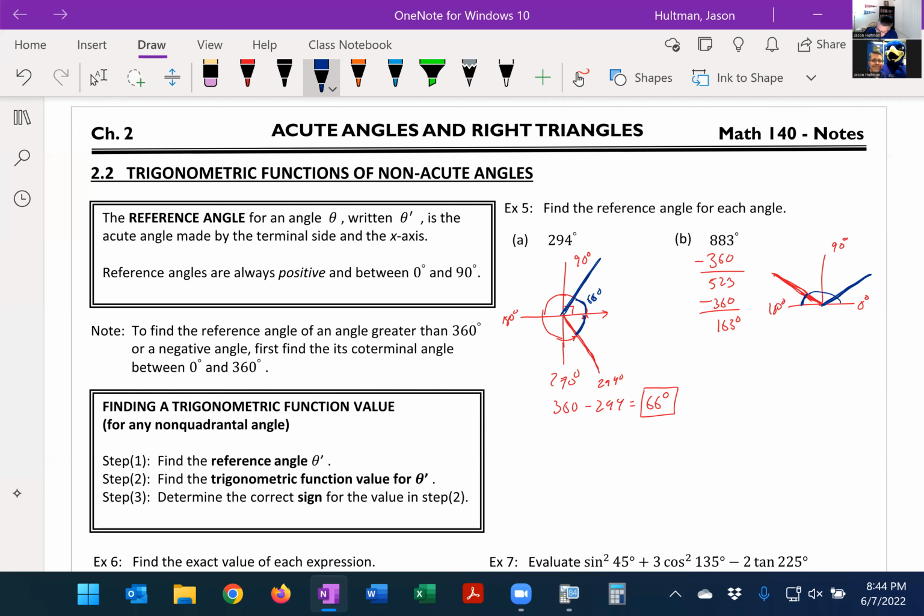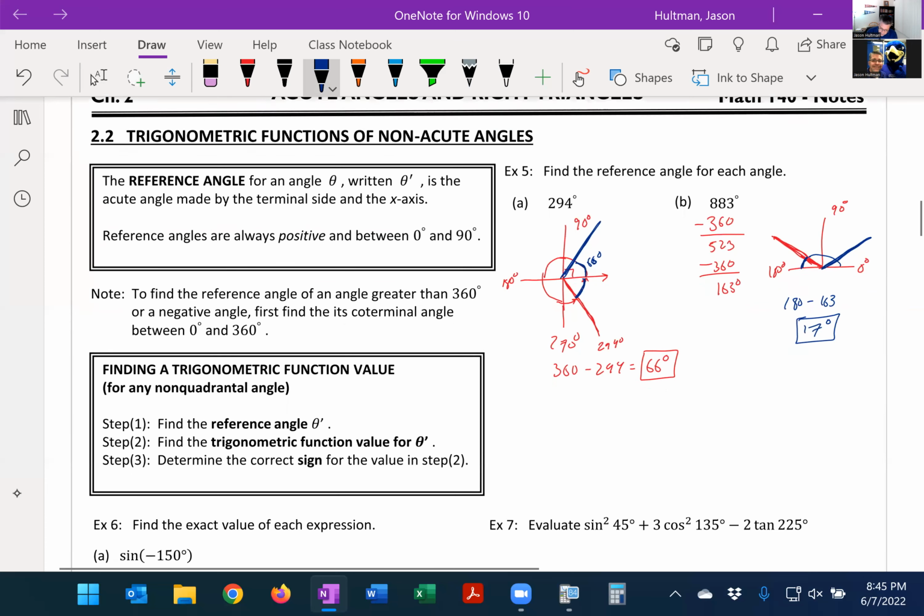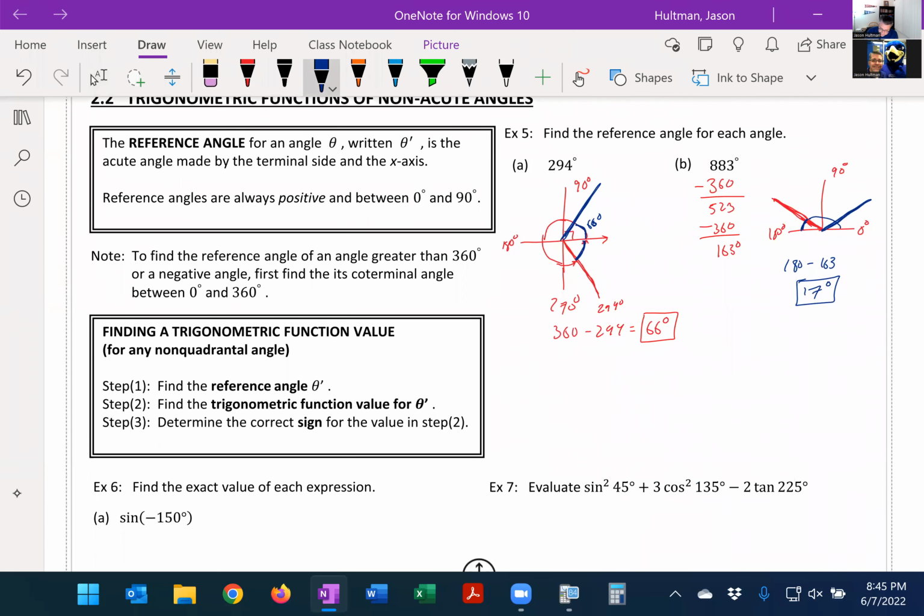And so this angle, how do I find that? Well, it's 180 minus 163. It's the difference between the angle and the angle that would be made with the x-axis to get to the x-axis. So 180 minus 163, that's 17 degrees. Okay, to find a reference angle of an angle greater than 360 or a negative angle, first find its coterminal angle. Okay, we did that.